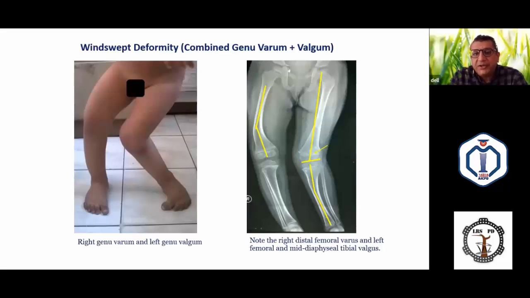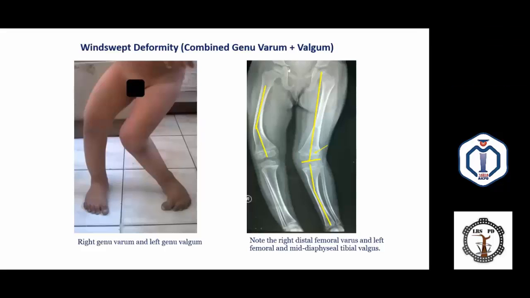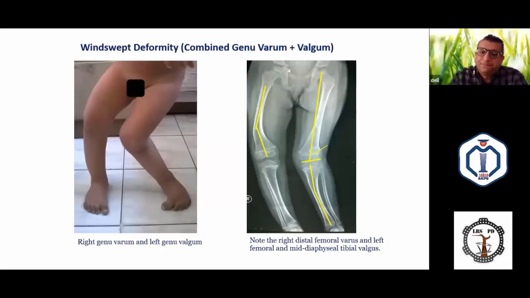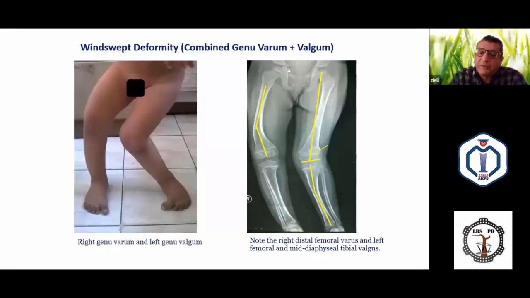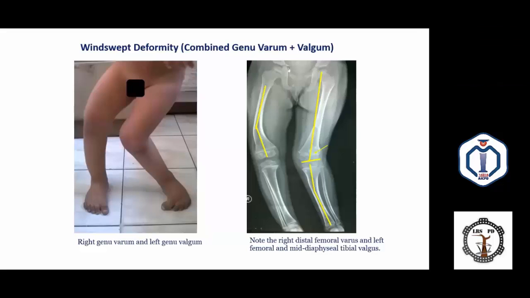Just for demonstration, this is the X-ray of the same patient. Just a quick review, we can see here on the right side a distal femoral varus, while on the left side, which has valgus, we can see an origin of femoral valgus. As you can see here by the arrow, there is a disturbed mechanical distal lateral femoral angle. And we can see another contribution to the valgus in the proximal tibia, or the diaphyseal part of the tibia.